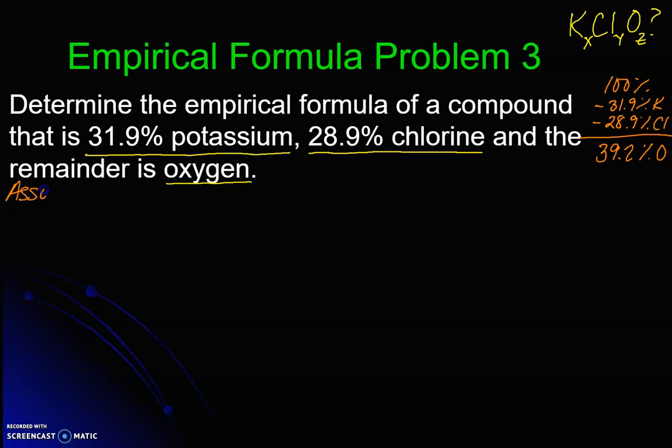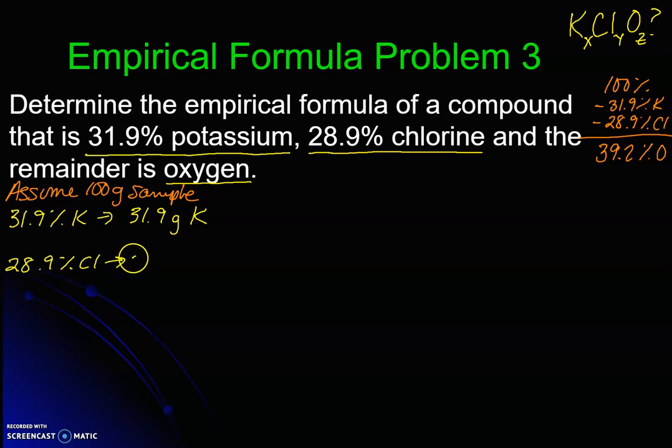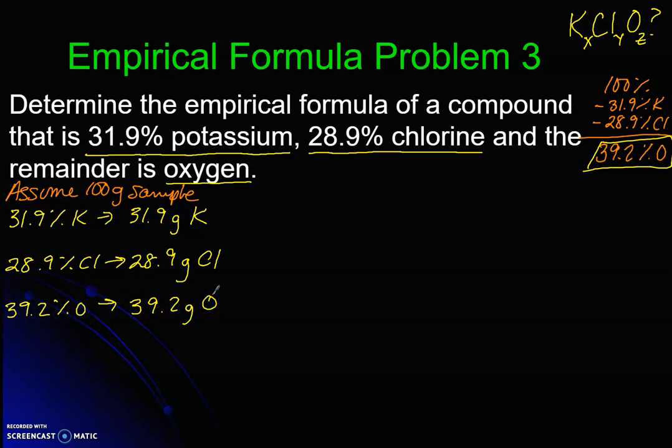So now what do we do? We assume a 100-gram sample. Now we can change all of our percents into, you guessed it, grams. So we have our 31.9% potassium becomes 31.9 grams potassium. Our 28.9% chlorine becomes 28.9 grams chlorine, and that remaining amount, that's oxygen, 39.2% oxygen becomes 39.2 grams oxygen.